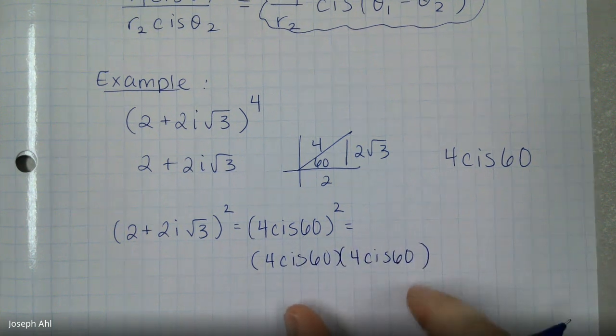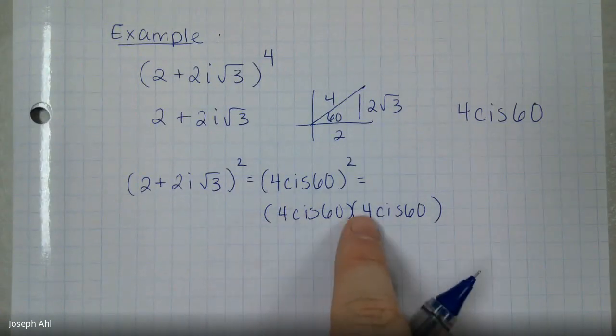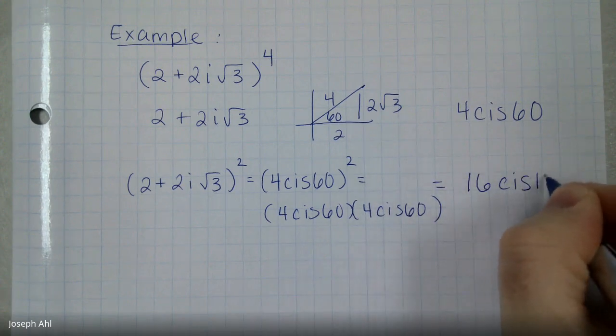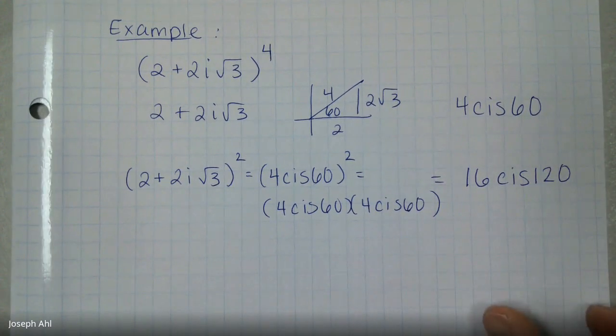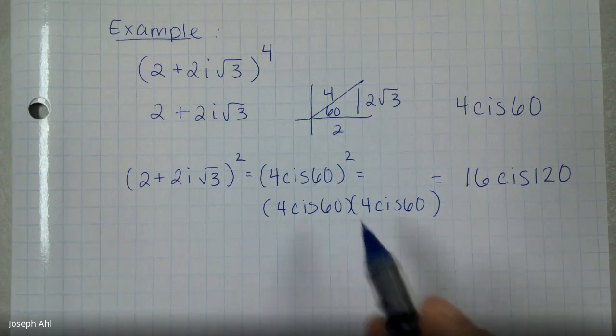We know the rule for multiplication because we just wrote that up above. If you multiply the r values, you would get 16. And then if you add the angles, 60 and 60 add up to 120. From there, we can keep building our pattern out.